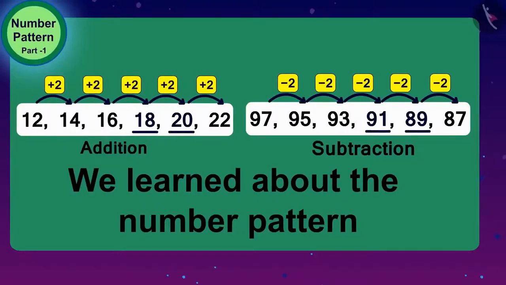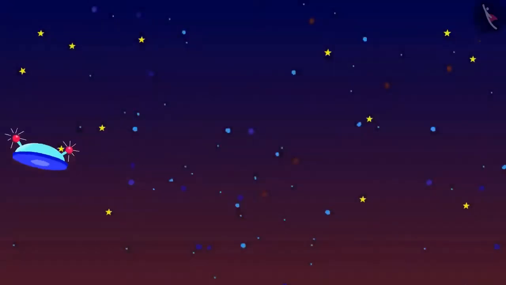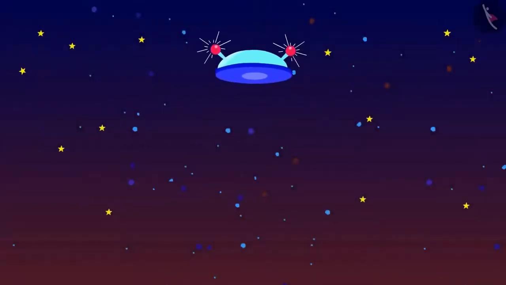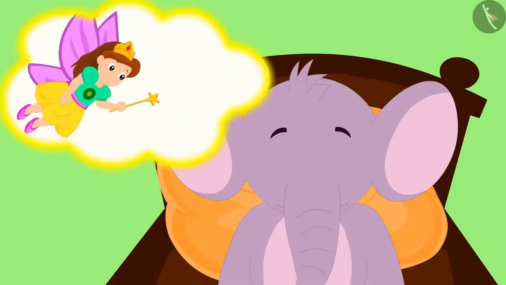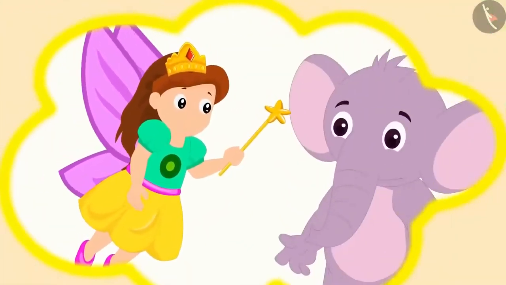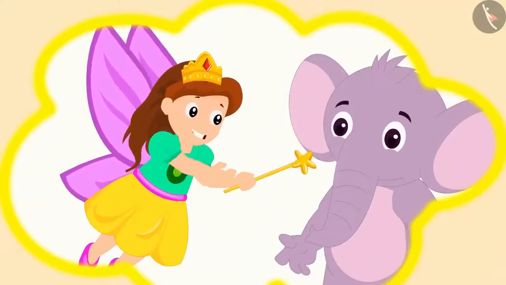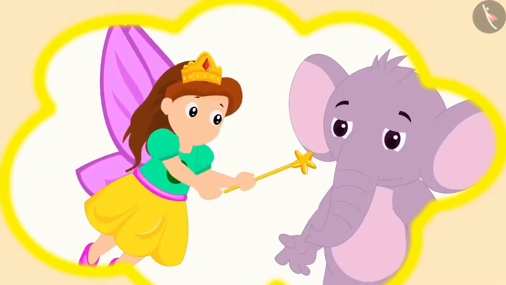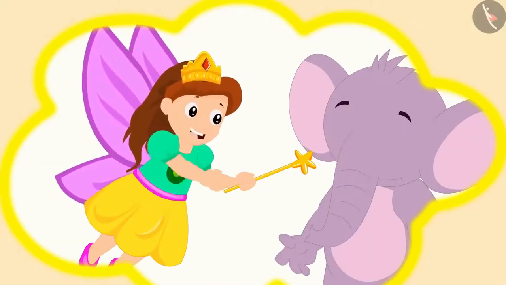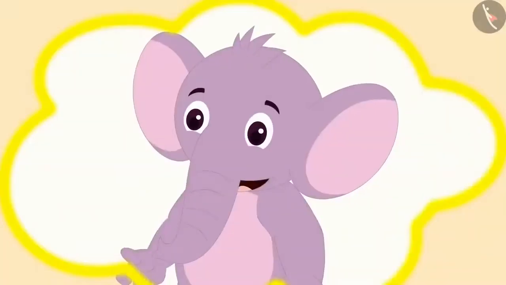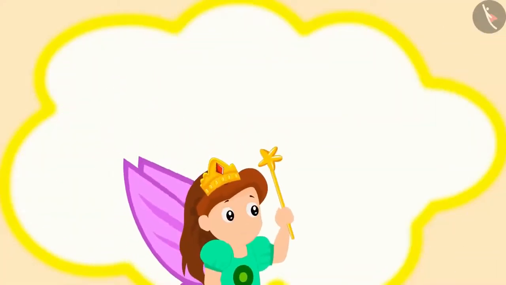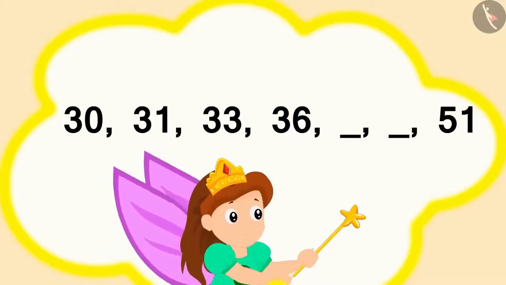In the previous video, we learned about the number pattern. In this video, we will learn about some more unique number patterns. One day, Appu was fast asleep. In his dream came an angel. The angel said to Appu, "I will ask you some questions. If you answer them correctly, I will give you one special gift." Appu became happy.